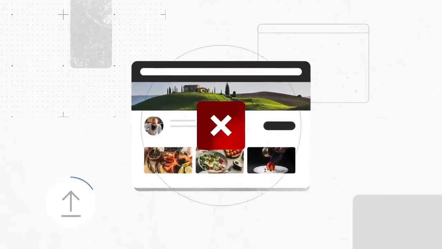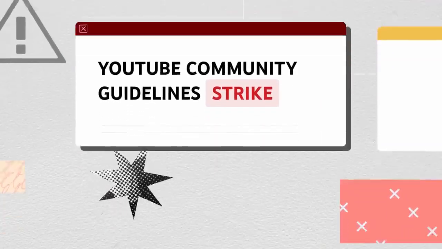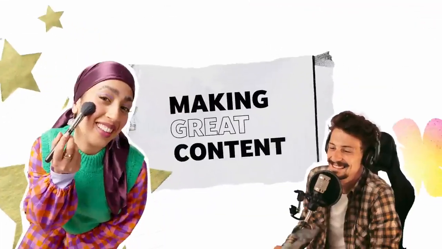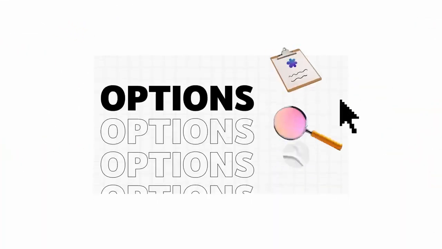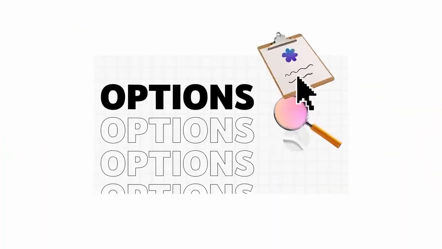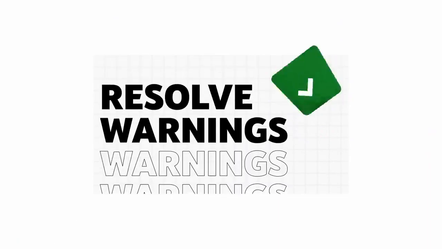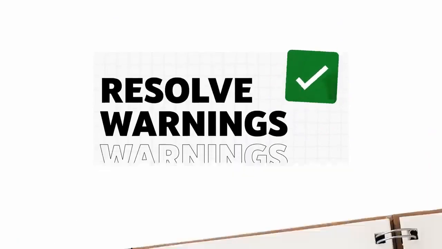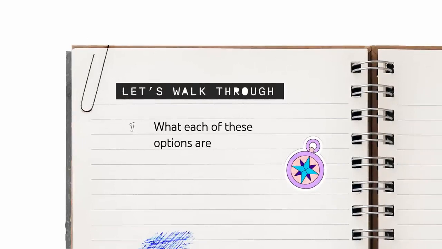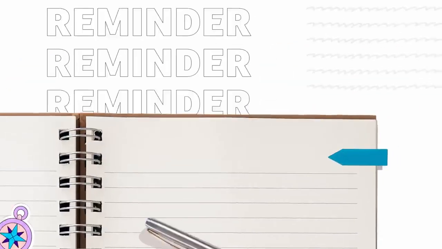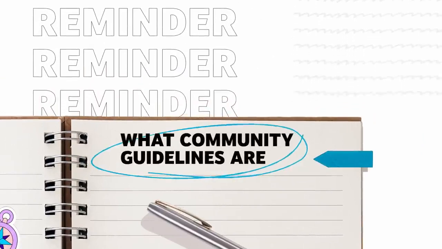We understand that getting a YouTube community guideline strike can be disappointing and worrying for creators. We know that creators often don't break the rules intentionally and just want to get back to making great content. That's why we've put together options for you to learn about our guidelines and resolve warnings you receive when violations do happen. Let's walk you through what each of these options are and what they mean for you and your channel.